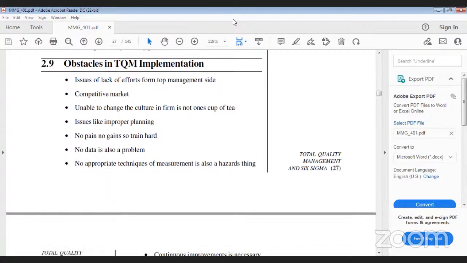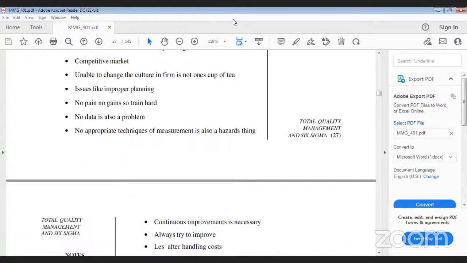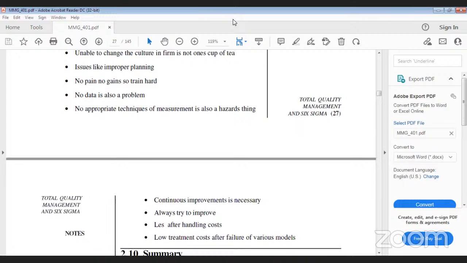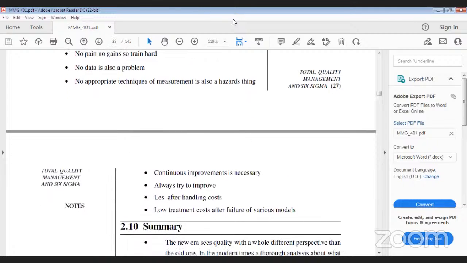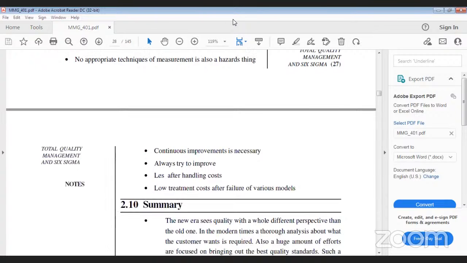That means total quality management must always try to improve. Then less handling cost, then low treatment of the cost after failure also. So these are some points about the total quality management obstacles here.